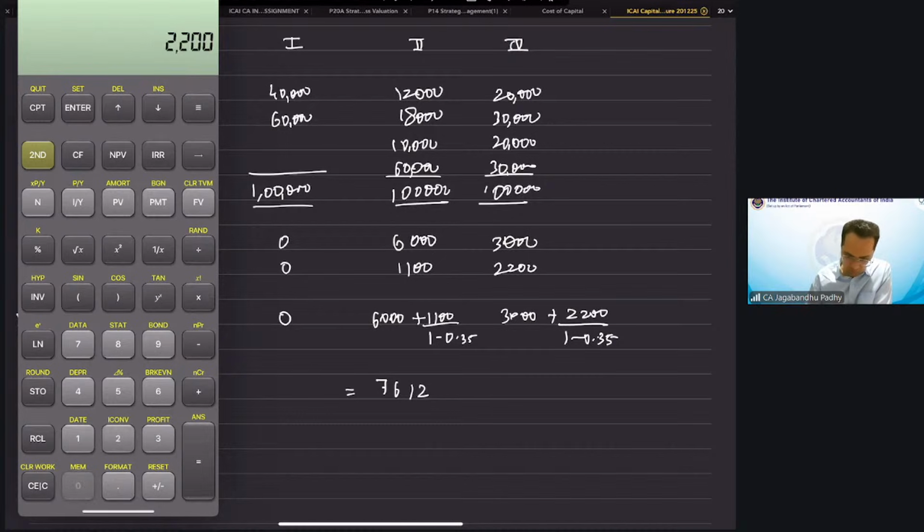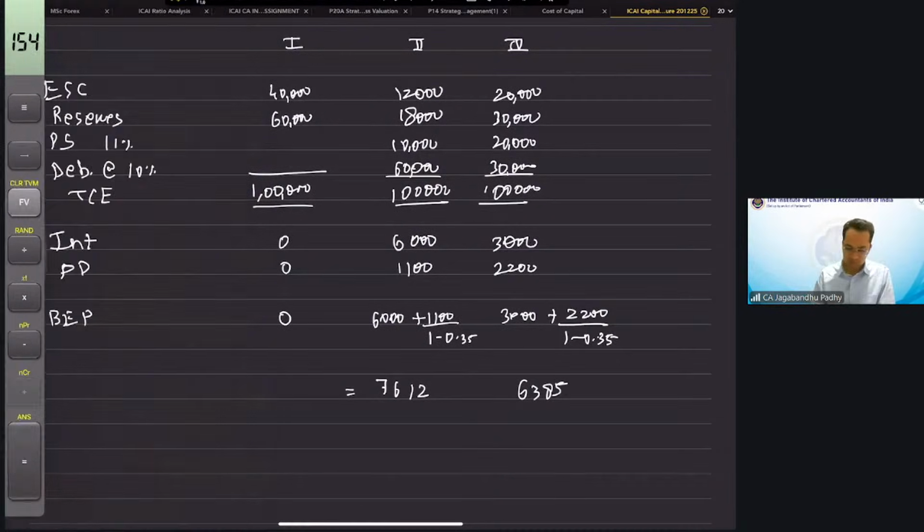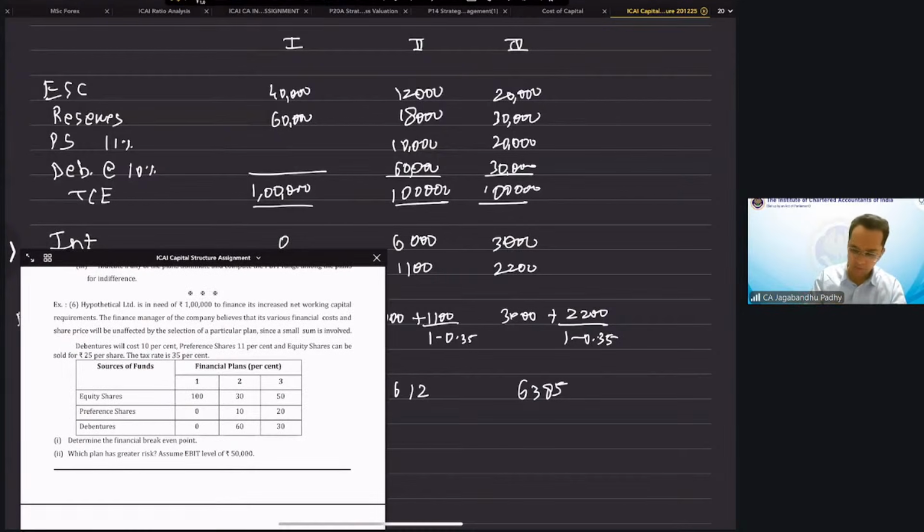And here we have 2,200 divided by 0.65 plus 3,000, which is 6,385. These are your financial break-even points.